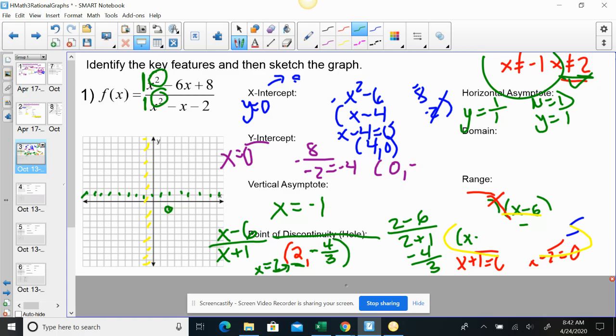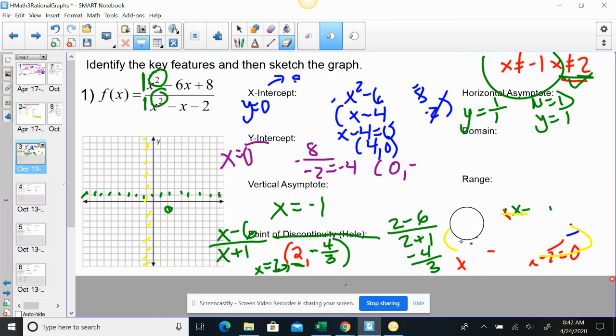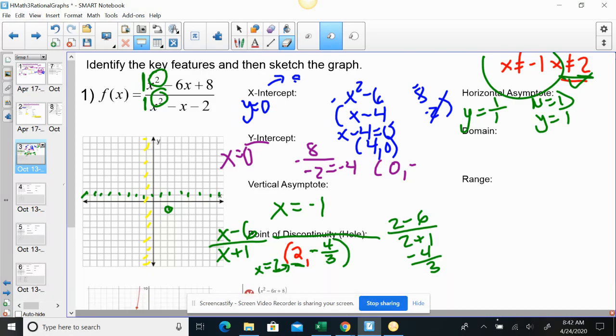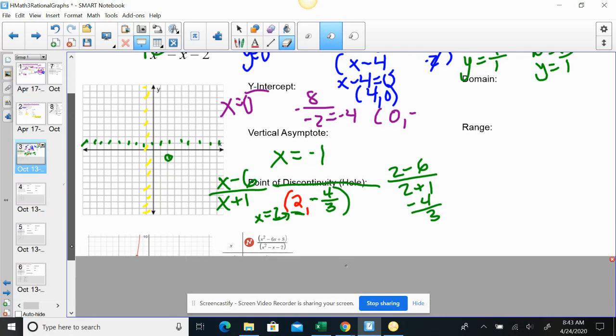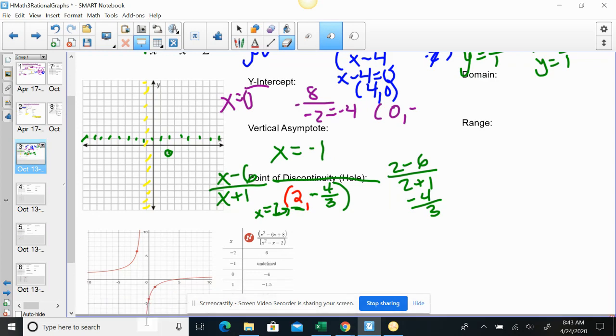Domain and range we'll come back to after we sketch this graph. So here's where you really might want to use Desmos, and that's totally fine, especially if you don't have a graphing calculator. But when you look at Desmos, and I try to put it in for you, you will see that your function is going bottom right, top left.